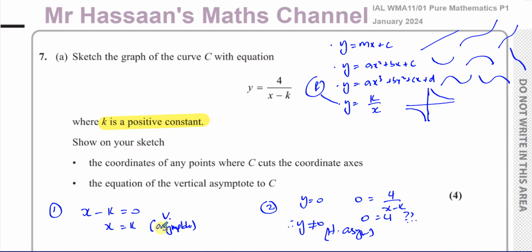So you have a vertical asymptote and a horizontal asymptote. If, for example, a number like 1 was added to this fraction on the outside, then y equals 1 would be the horizontal asymptote, because when y equals 1 you'd get 4 over x minus k equals 0 again, and you won't be able to solve it. So whatever number is added to the whole fraction, y equals that number is the horizontal asymptote. In this case, nothing is added, so y equals 0 is the horizontal asymptote.